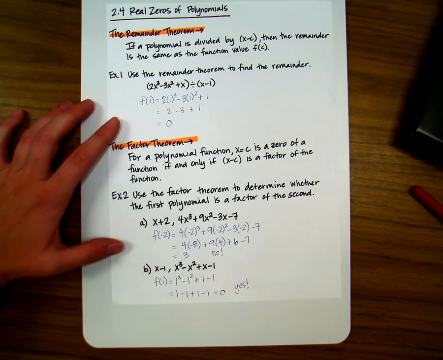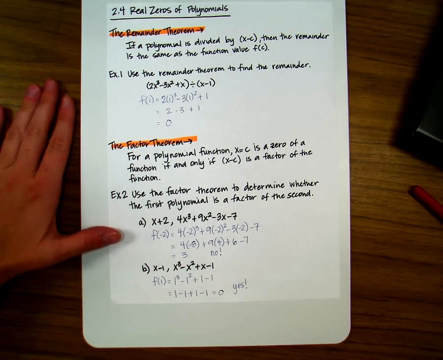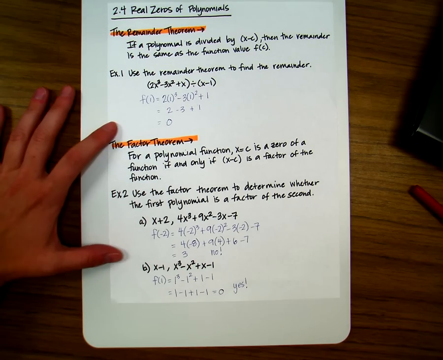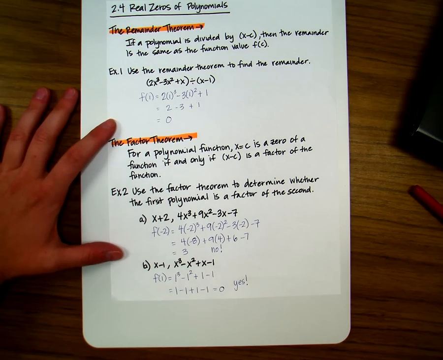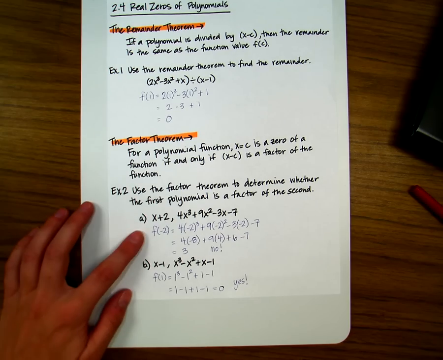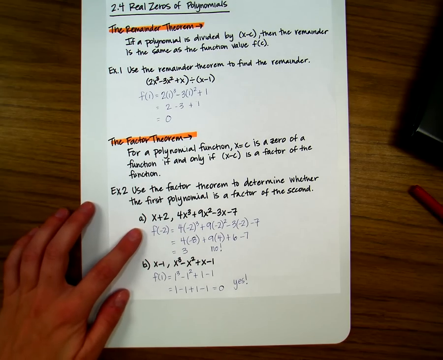For a polynomial function, x plus c is a factor of the function if and only if negative c is a zero of the function. Example 2, determine whether the first function is a factor of the second. Is x plus 2 a factor of 4x squared minus 3x minus 7? There are two values, negative 2 for f.